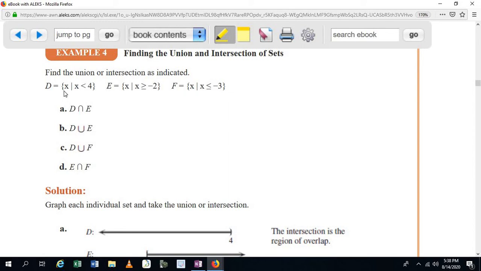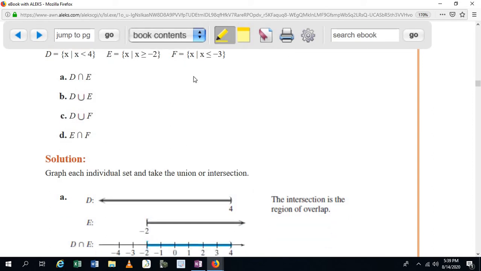So D is the set of all x values such that x is less than 4, which on the number line would look like this. Shade in all the numbers below 4, not including 4. So that's a parentheses. Now set E, it's a set of all x values such that x is greater than or equal to -2. So shade in everything above -2, but it also includes -2, so this has a brackets.